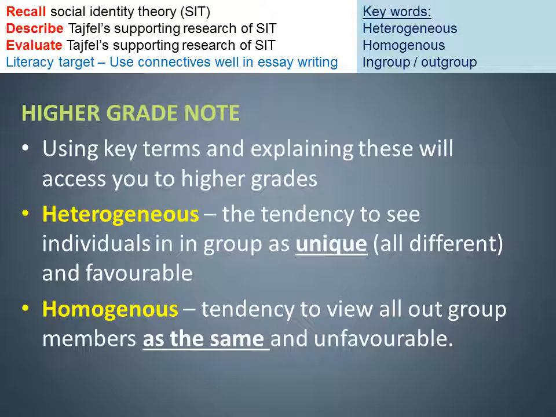Now the opposite of this is homogeneous. Now this is where you view the outgroup as everybody's the same. You won't see them as individuals or as different personalities. You will just go, oh yeah, they're all goths, and you will classify them as all the same and all unfavourable, and you won't get to know them as individuals.